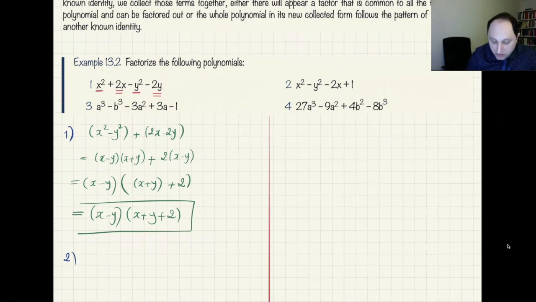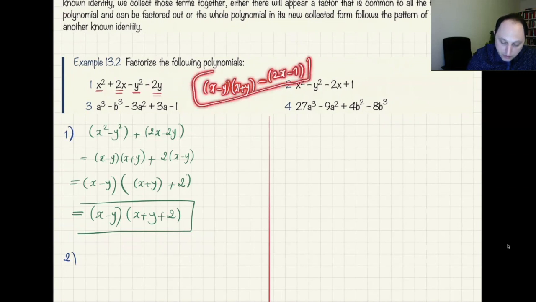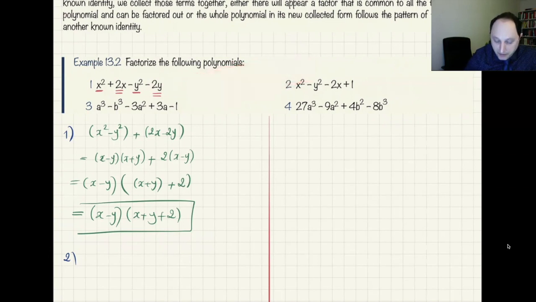So for example, these two, of course, follow the conjugate pattern, but let us see. If I factor it out, it becomes x minus y, x plus y, and then I have minus 2x minus 1 if I factor the negative sign out, okay? But then you see that there is no common factor emerging. So it's not working.